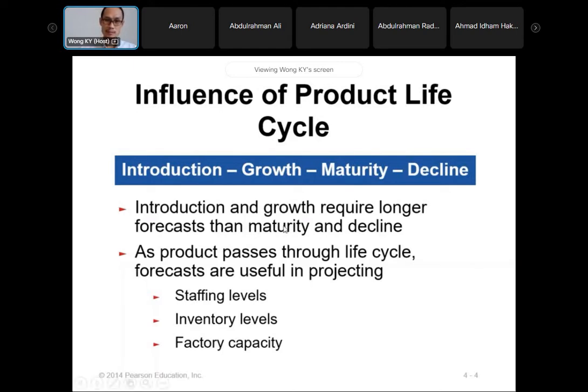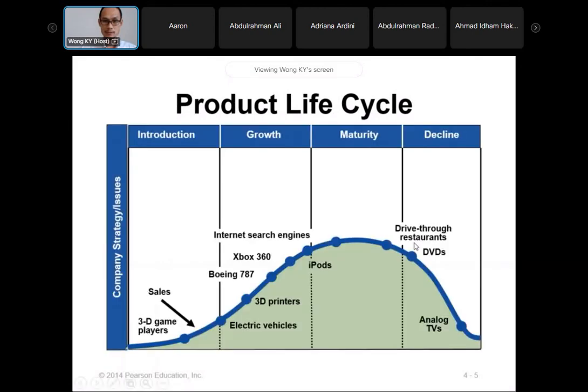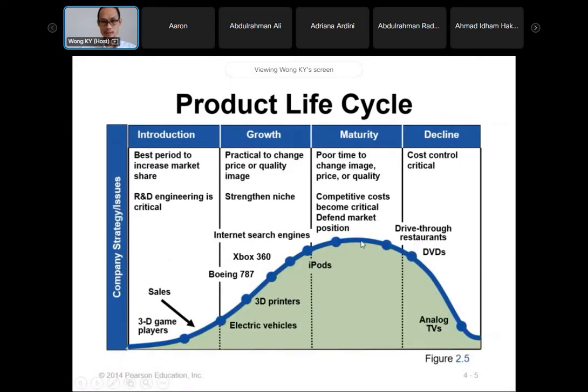But if the product is really in the maturity and decline phase, then it means that forecast is no longer important, right? Because in the maturity phase, the product demand has already stabilized. You see, it has peaked and it has stabilized. So forecast is not so important anymore. And if the product has entered the decline phase, then forecasting is even less important. Why? Because nobody is buying the product anymore. The product is going to die down and disappear from the market. Right? So I hope you understand the impact of this product life cycle on forecasting.